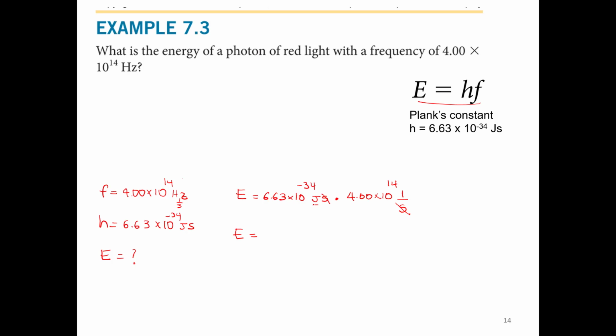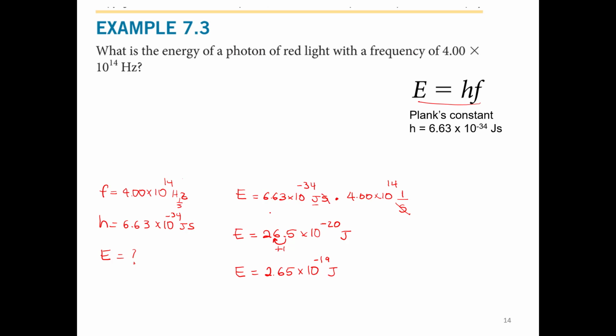Now, if we multiply the numbers together, 6.63 times 4, we get 26.5. And negative 34 plus 14 is negative 20 joules. If we want to write this in scientific notation, we move one place to the left, which means we need to add 1. And the energy will be 2.65 × 10^(-20+1), which is negative 19 joules. Also, you can multiply using your calculator, and you will get it directly in scientific notation.